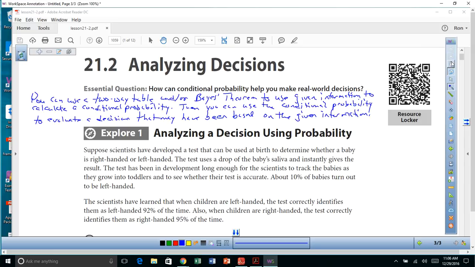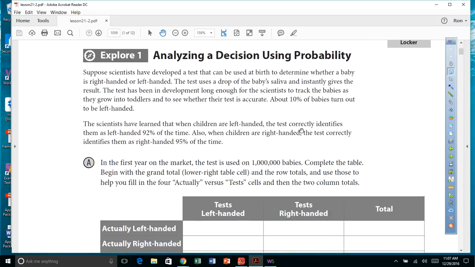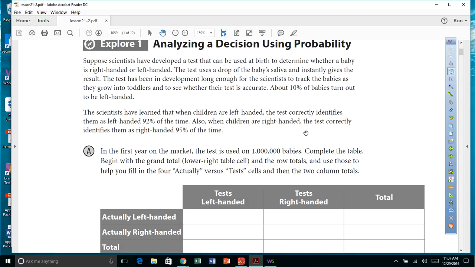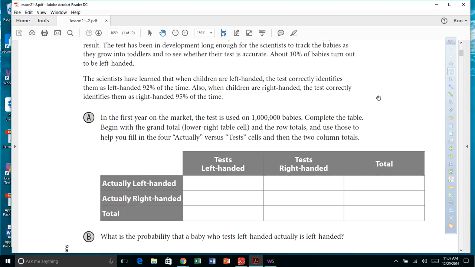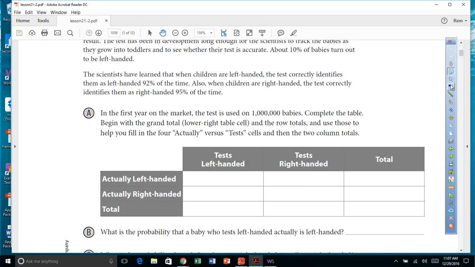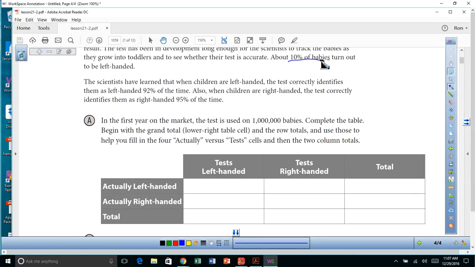Analyzing a decision using probability. Scientists have developed a test that can be used at birth to determine whether a baby is right-handed or left-handed. The test uses a drop of the baby's saliva and instantly gives the result. The test has been in development long enough for scientists to track the babies as they grow into toddlers and to see whether their test is accurate. About 10% of the babies turn out to be left-handed. Okay, that's key information right there. 10% of the babies turn out to be left-handed.